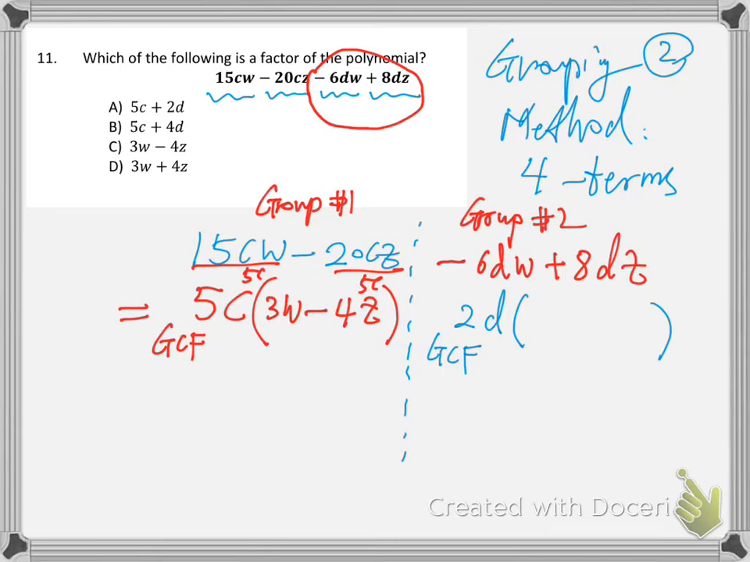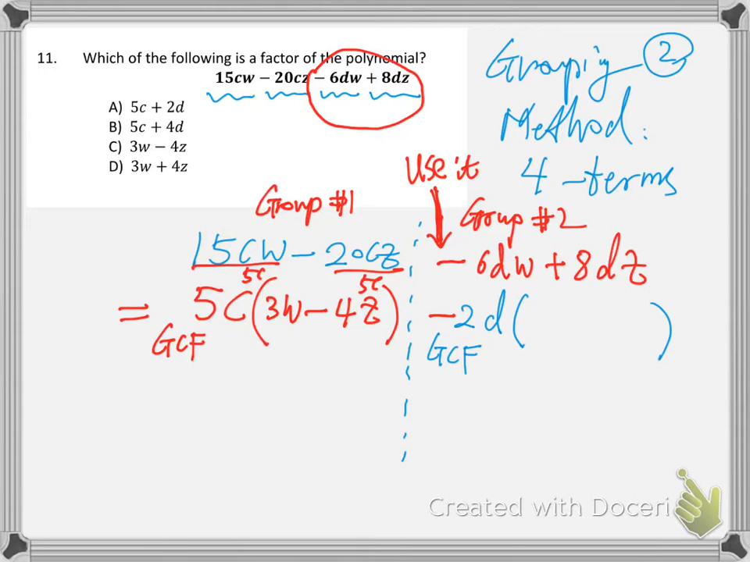Now the most important remark: if the leading sign of the second group is negative, you have to use a negative sign here. If it's positive, you use a positive sign here. So use this sign in the second GCF. It's a small trick.